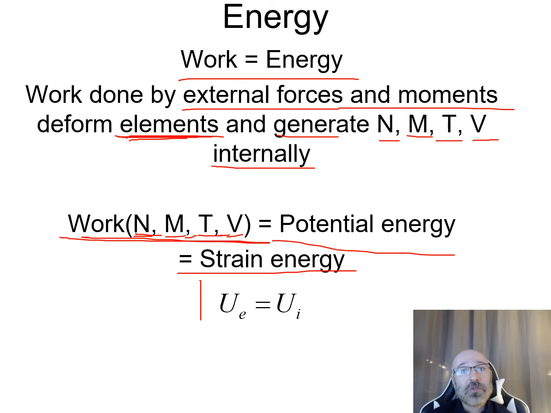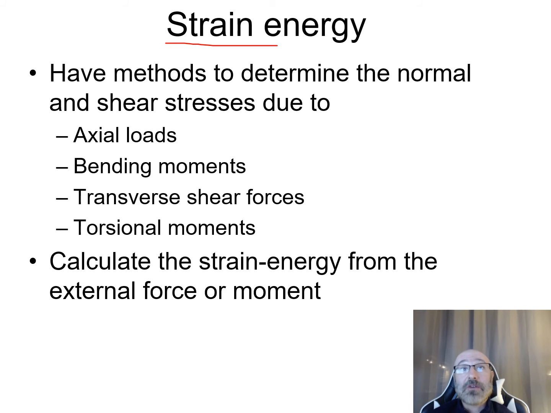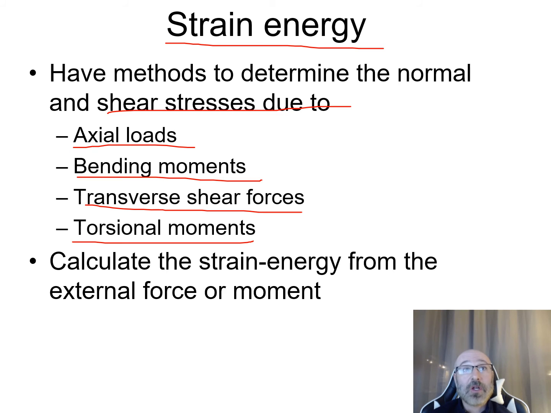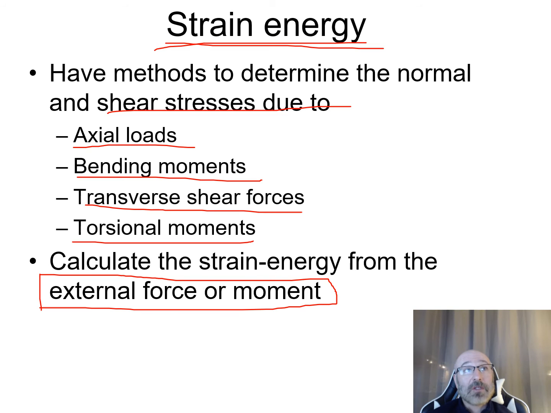We can write this out now that U sub E is equal to our U sub I. So we're talking about strain energy right now. We're going to have methods to determine the normal and shear stresses due to all of those: our axial loads, our bending moments, our transverse shear forces, and our torsional moments. That's how those are all going to come into play towards our strain energy. So what we can do is calculate the strain energy from the external force or the moment, because this external force or moment creates these internal forces as well, our axial loads, bending moments, transverse forces, and torsional moments, as it deforms those internal elements. Therefore we can calculate the strain energy from our external moment or force.